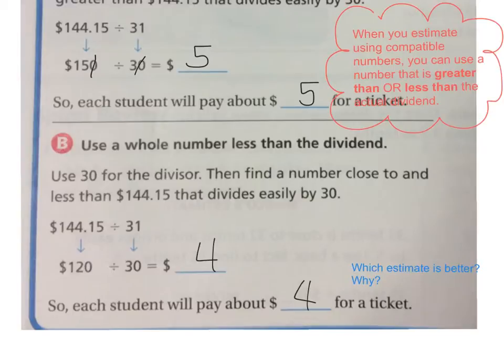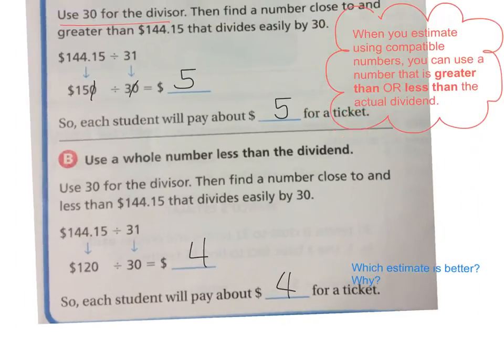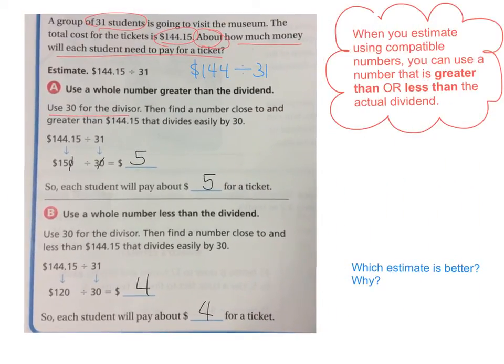Okay, so I want to draw your attention to what I put up here in the bubble. When you estimate using compatible numbers, you can use a number that is greater than or less than the actual dividend. Either one could work, as long as it's pretty close. Now in this case, which estimate is better? If we were going on this field trip with 31 students, sorry, 2 of you can't come because there's only 31 students, would it be better if I told you each to bring $5 or each to bring $4? Which one's smarter for me as the person organizing this field trip? Which estimate is better and why?